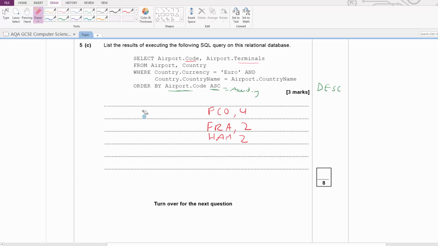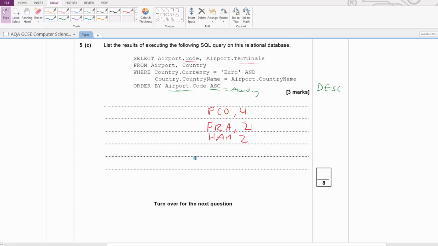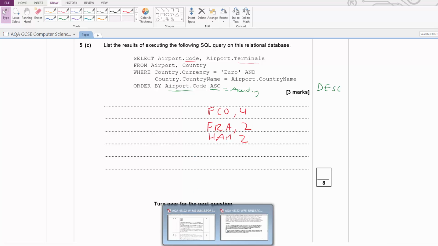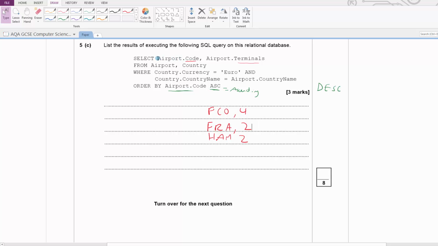And this is a bit of a tricky one, because I don't know how you'd exactly get working marks for this. In fact, let me have a look at the mark scheme. So you get a mark for displaying the airport code before the airport terminal. I suppose this is important because it lists the airport code before the terminal. That's how I knew to list it like this, with a comma in between.